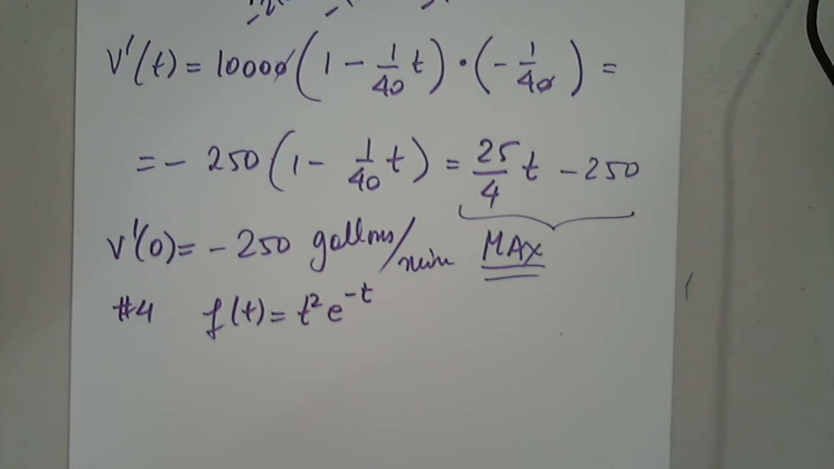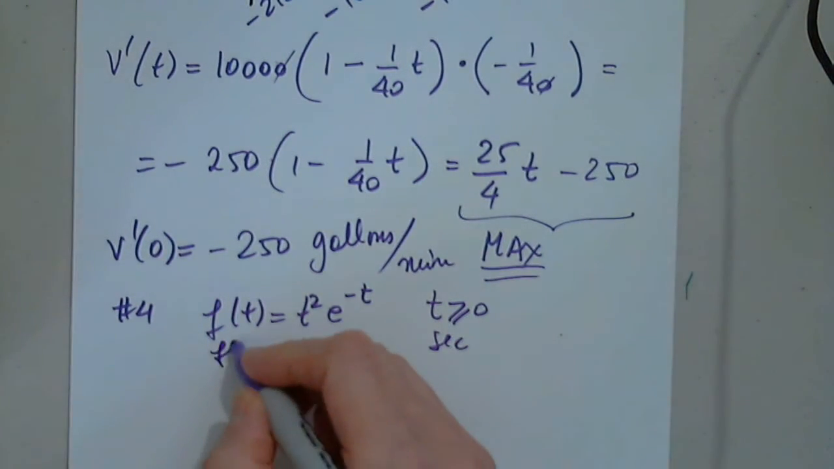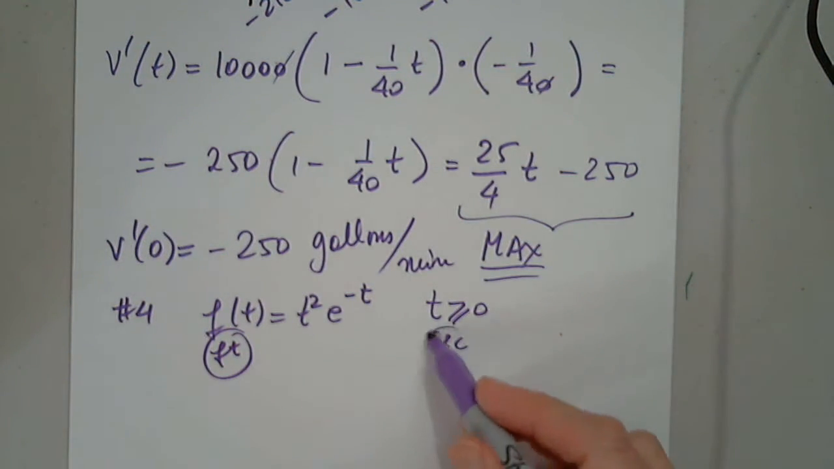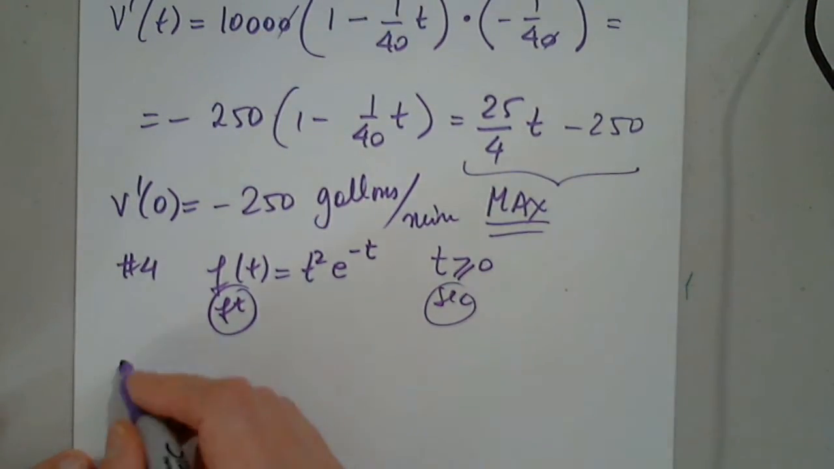So let's start from the very beginning. A particle moves according to a law of motion. So this is it, f of t. Of course, time is greater than or equal to 0. T is measured in seconds, and s is measured in feet. Okay. Part A, find the velocity at time t.